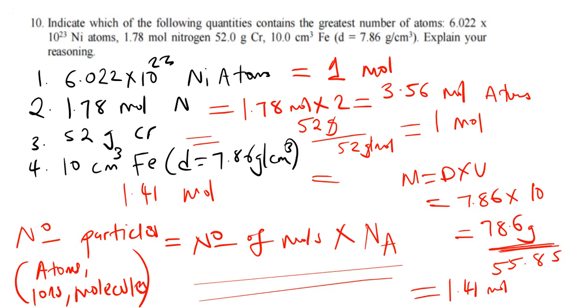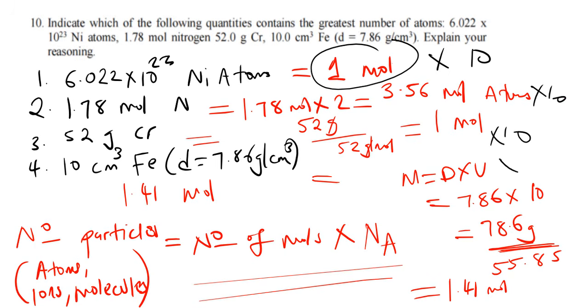Now if we're going to compare these ones, explain your reasoning. Indicate which of the following contains the greatest number of atoms. So these are the moles of atoms that we have. You can find the number of atoms, but you're still just multiplying by the same number, so it's not going to change a lot. What do I mean? If I multiply everything by 10 throughout, I've just increased everything by 10, and you haven't changed anything.